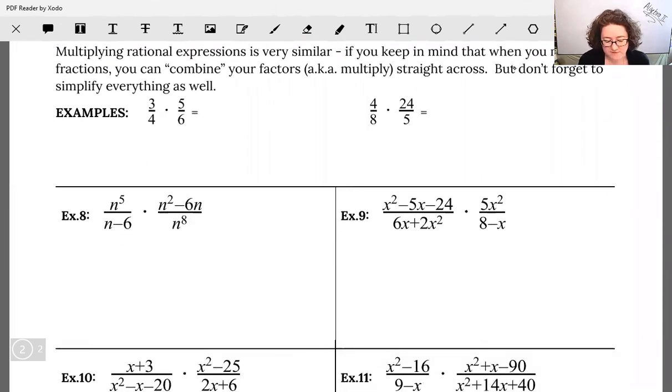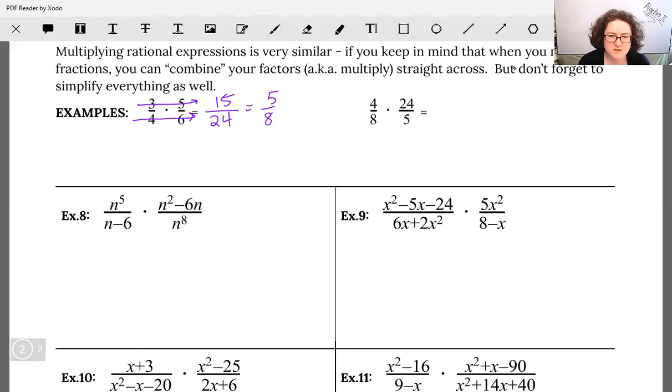So if we had 3/4 times 5/6, when you multiply fractions, in essence, you're just multiplying straight across. So we would do a 3 times 5, aka 15, and we'd do a 4 times 6, or 24. But we always want to think in terms of, hey, can we reduce this down any? And 15 and 24 do have a common factor of 3, so that's really 5/8.